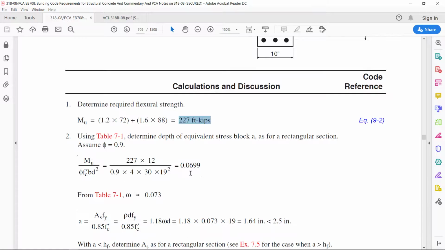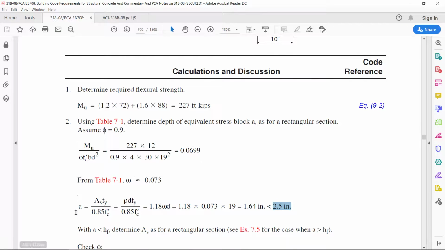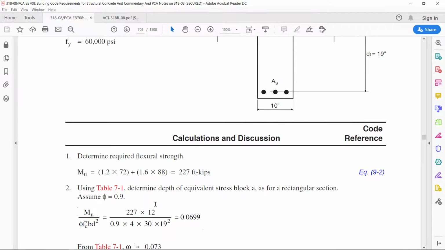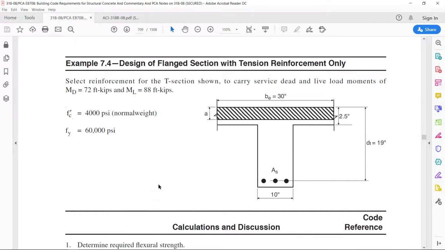And the value of a is calculated as 1.64 inch, which is of course less than 2.5 inch, that is the thickness of the flange. And here the condition is mentioned clearly that when a is less than hf, the determination of As is just like a rectangular section. That means this beam will be calculated as a simple rectangular beam.